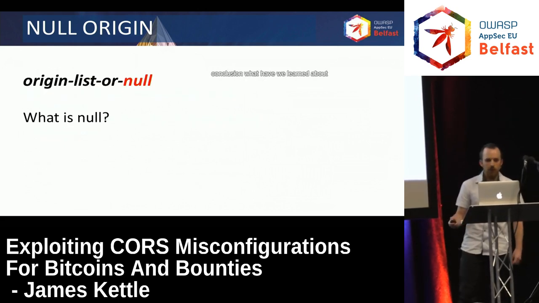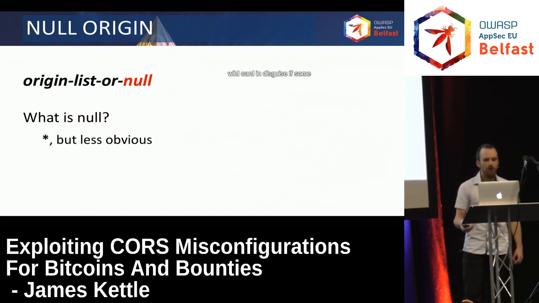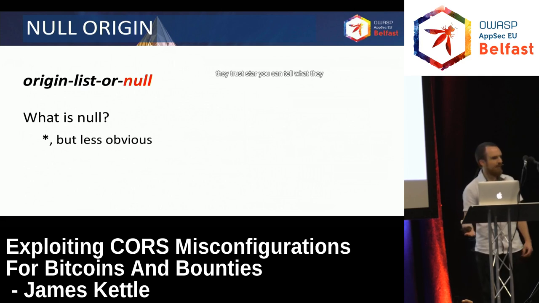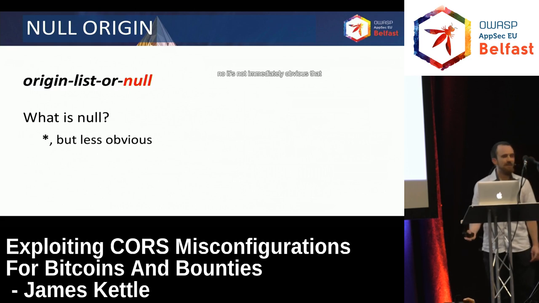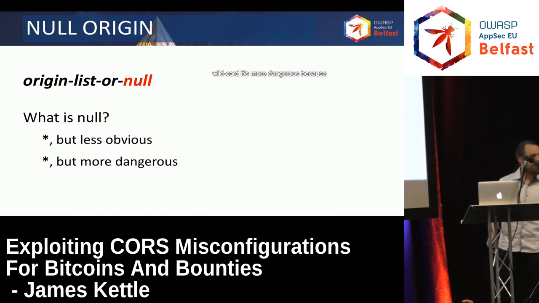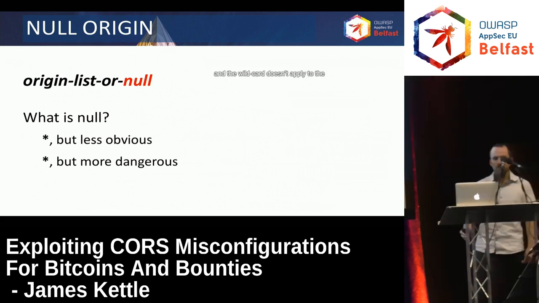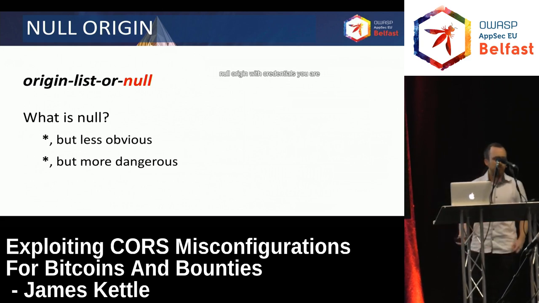So, in conclusion, what have we learned about the null origin? Well, it's actually the wild card in disguise. If someone says they trust star, you can tell what they're trying to say. If they say they trust null, it's not immediately obvious that they're giving access to every site out there. But actually, it's worse than the wild card. It's more dangerous because the exception with regard to credentials and the wild card doesn't apply to the null origin. So if you say you trust the null origin with credentials, you are genuinely sacrificing the same origin policy entirely on your site.